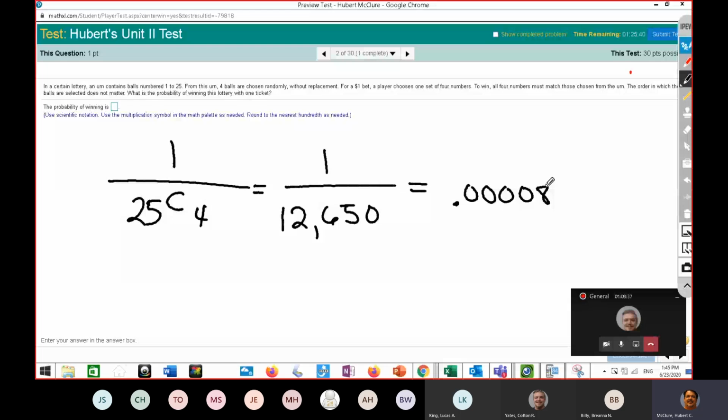Next question. It says use scientific notation. What did scientific notation tell us?